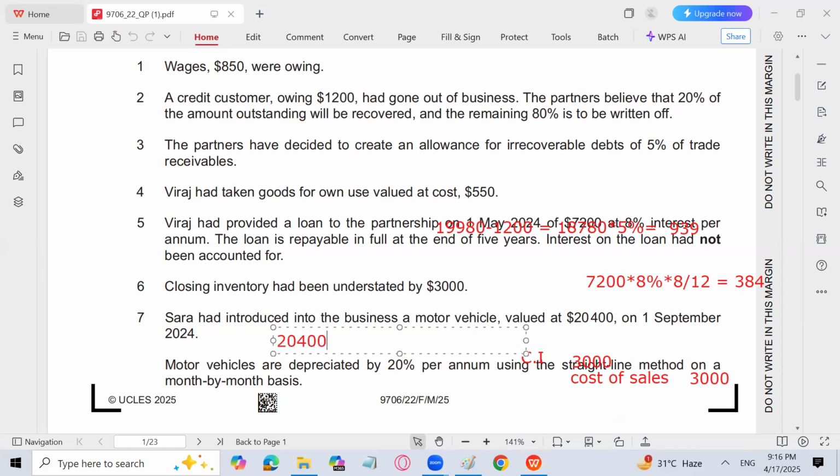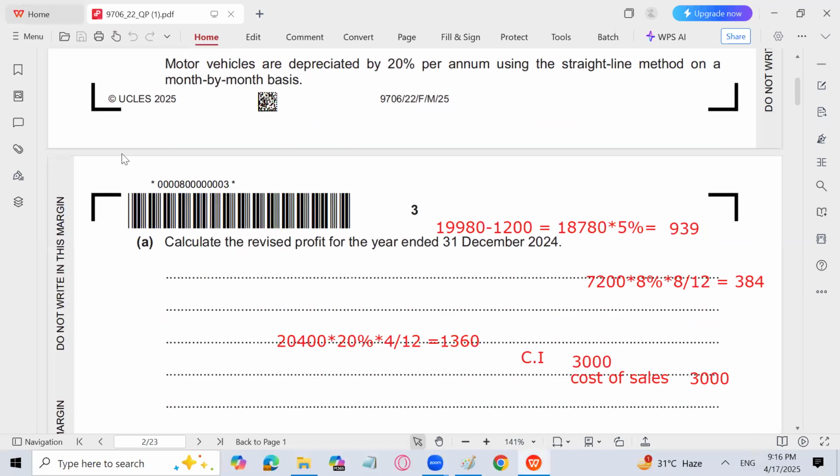So 20,400 into 20% on a month-to-month basis. So it is going to be how many months we have used that under straight line method. Into 20%, September, October, November, December, 4 over 12, only for 4 months. So what is the depreciation now on this asset? 1360. Okay. So we have gone for that particular calculation also. Now the next, there is nothing.